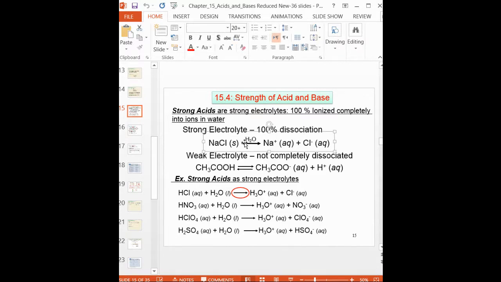This one arrow always indicates 100%. This two-arrow sign means that it is not 100%. This is a weak electrolyte, and this is a reversible reaction, an equilibrium. So in this case, the starting material, the reactant, will come back. A higher percentage of the reactant will be present at equilibrium and a lower percentage of the product. But in this case, it dissociates 100% into ions. Nothing is left on the left-hand side. All NaCl dissociates into ions. That is 100%, a strong electrolyte.